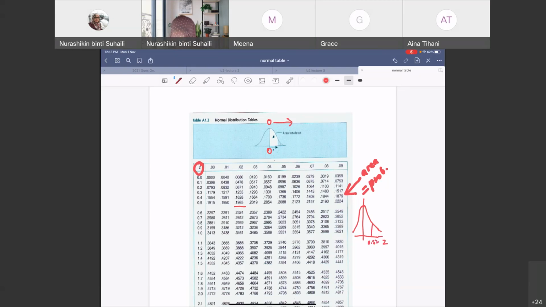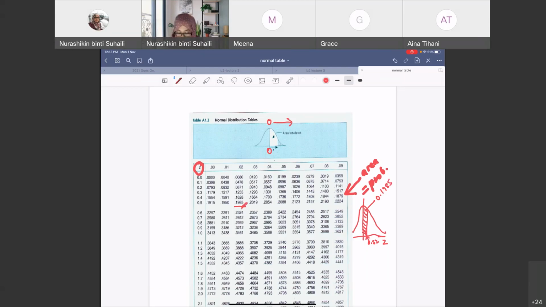So what does it mean? 0.1985 is not that really big. Let's say this one is 0.52 Z. So this is 0.1985, the value given here. So it's the area under the curve, or the probability.